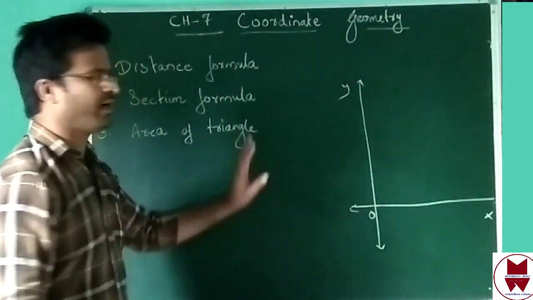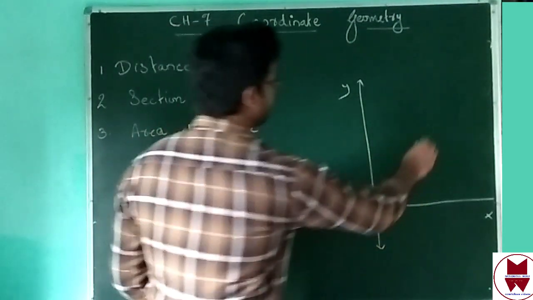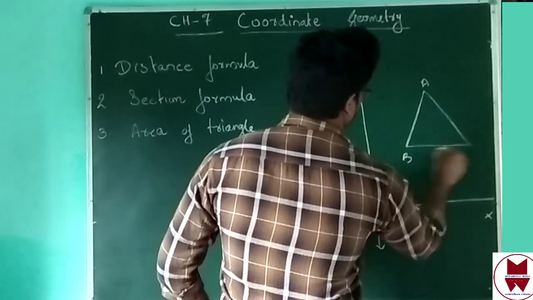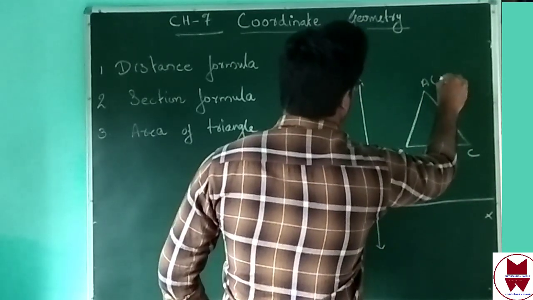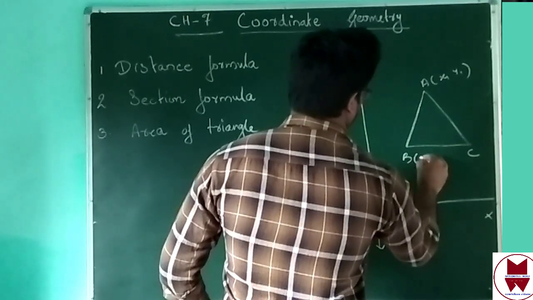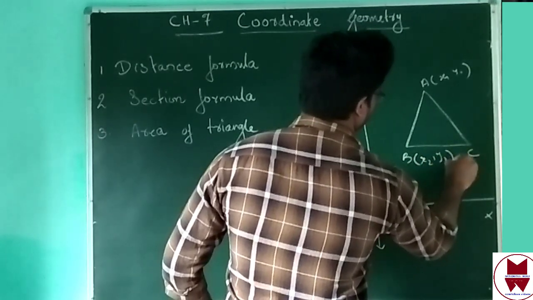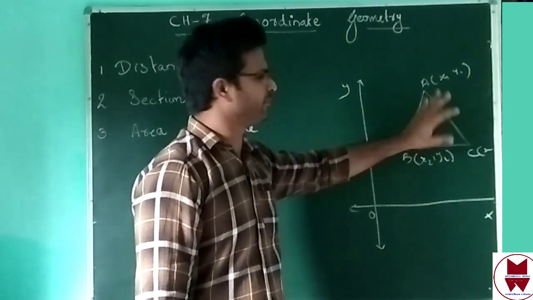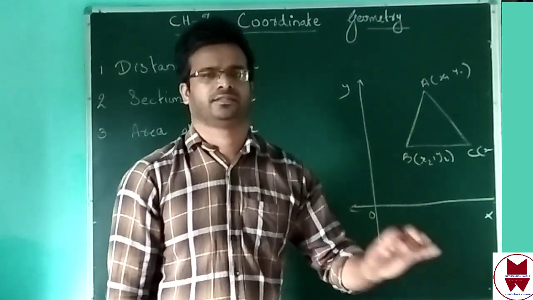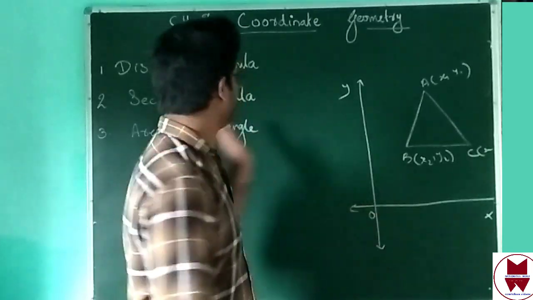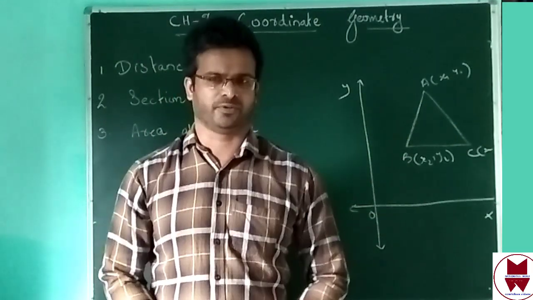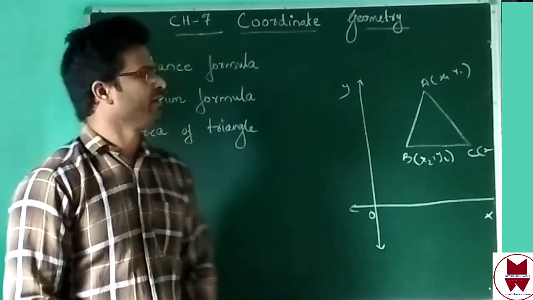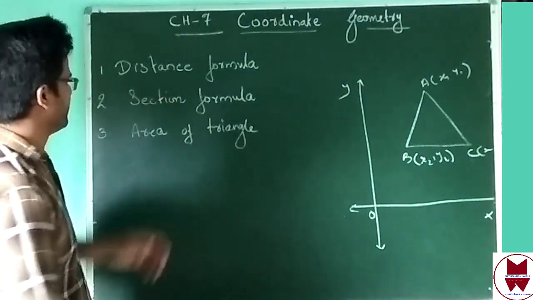Then another one. Last, area of triangle. Area of triangle means one triangle, any triangle. Then A, B, C are given here as coordinates. Some numbers are given. We have to find out the area of this triangle. For that, we will use another formula, that is the area of triangle formula. These three things only we will study in this chapter. We can study one by one. First, the distance formula.